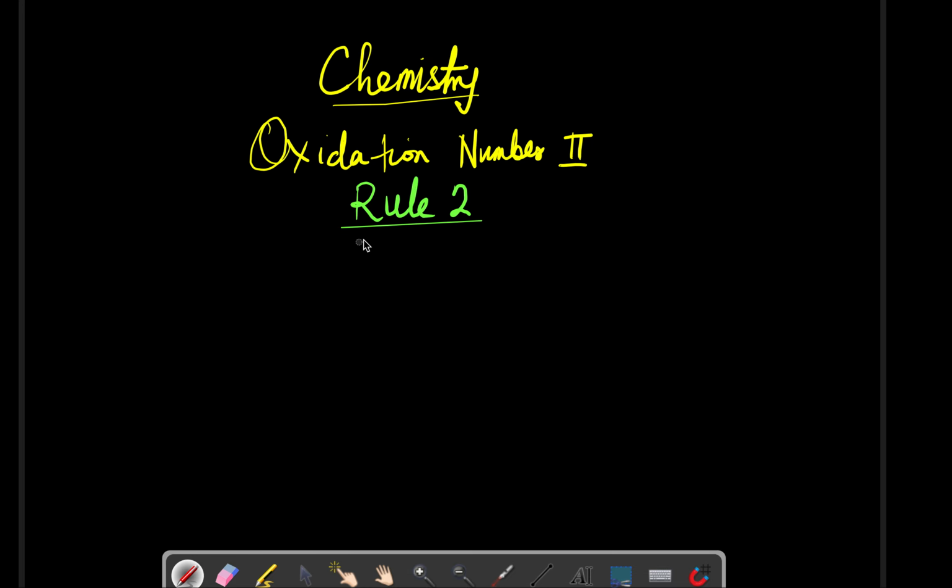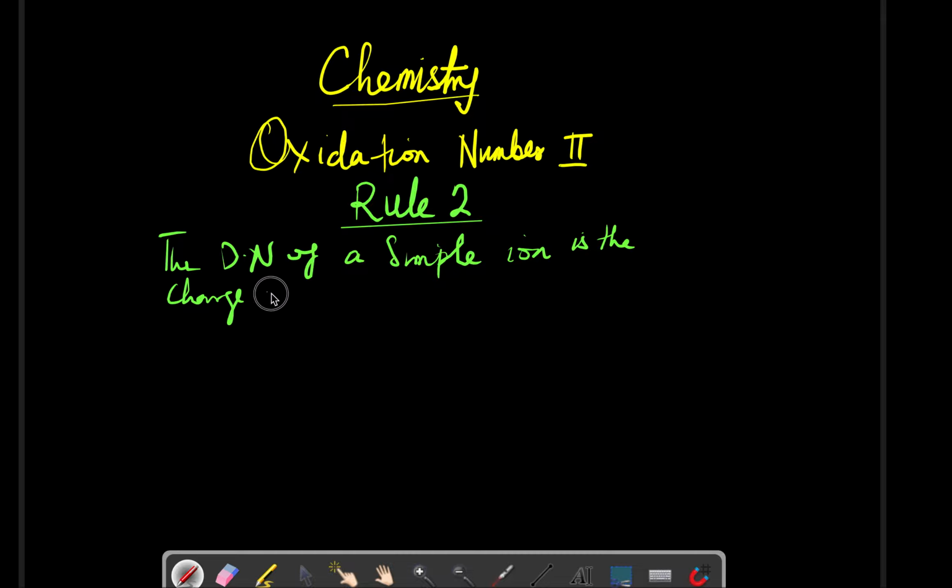This rule two talks about the oxidation number of a simple ion. The oxidation number of a simple ion is the charge of that ion.